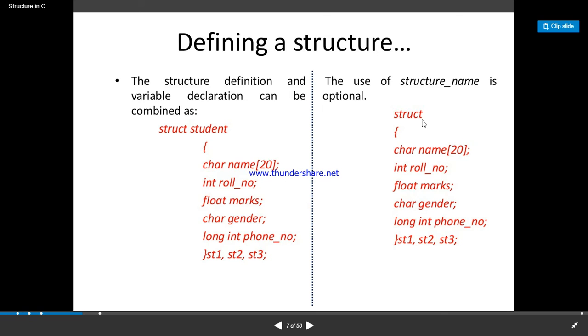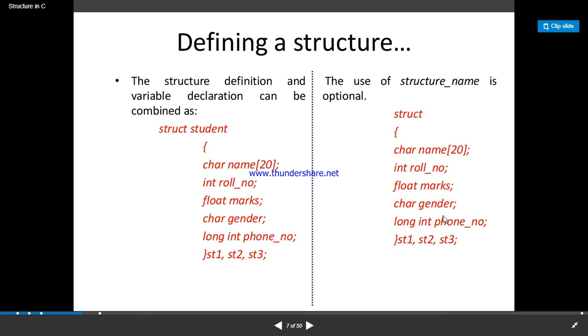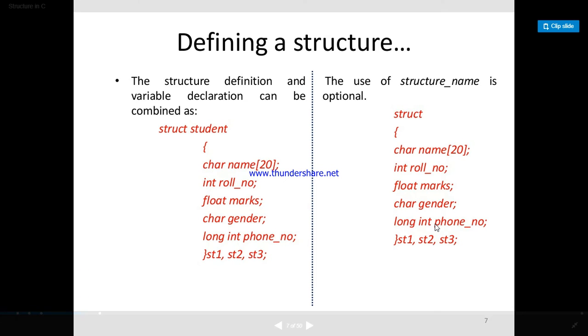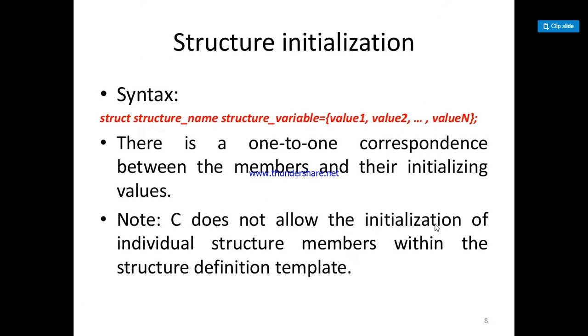Here we do not give the structure name student, just the struct. It represents the following block of statements, which are also the members of the structure. So struct is the keyword. It is very essential to define the structure. And then character name, roll number, marks, gender. In this structure only the declarations are possible. If we want to assign the values, we have to call this structure in the main program or any one function.